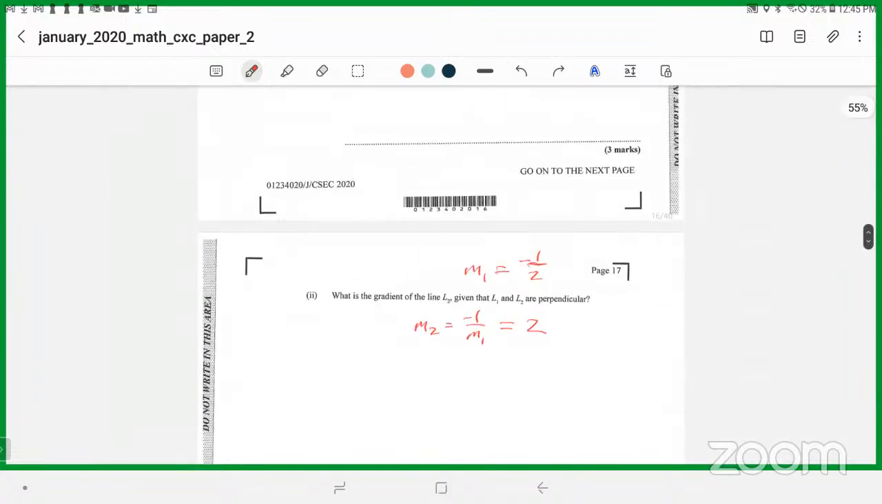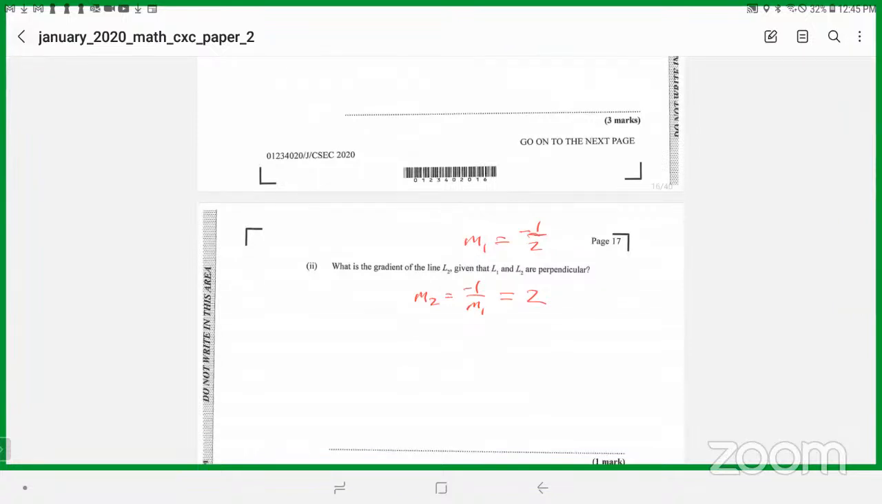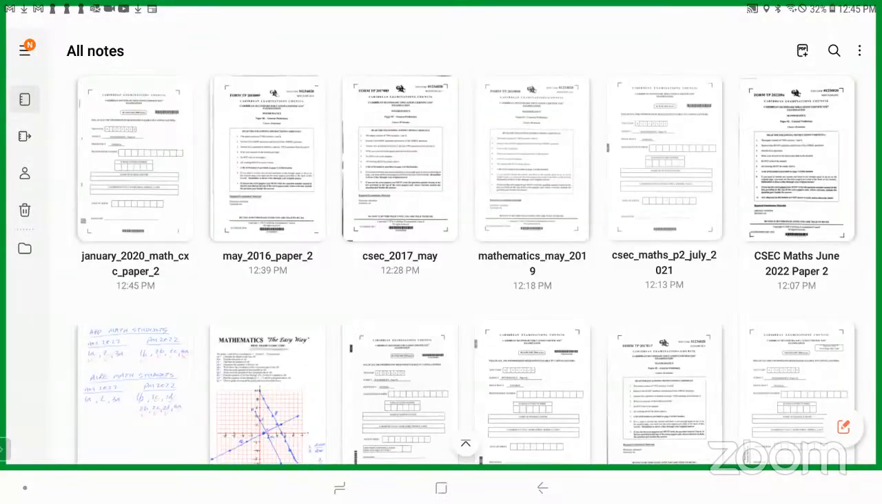So you see, I have no business getting these questions wrong in exams, guys. They're too easy. Let's look at another one. There's another one on 2019, January 2019. Let's look and see. I have about 3 more questions. We can call it a day.